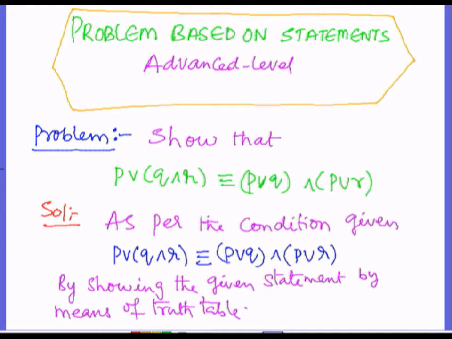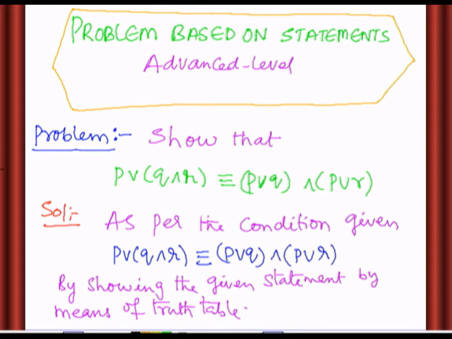In the next logical step, the condition is P or (Q and R) is identically equal to (P or Q) and (P or R). Then now here, the truth table. So in our truth table we have to consider the three statements, one as P, the second one as Q, and the third one as R.